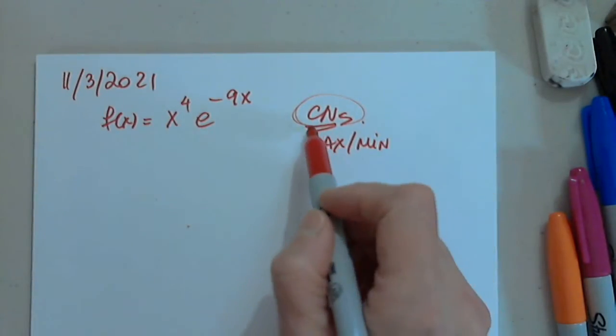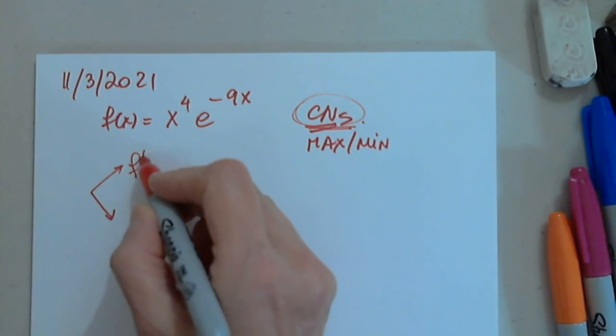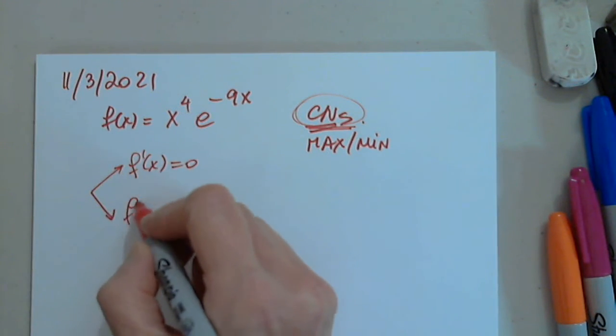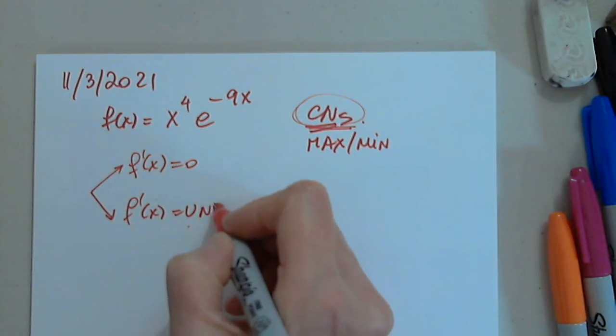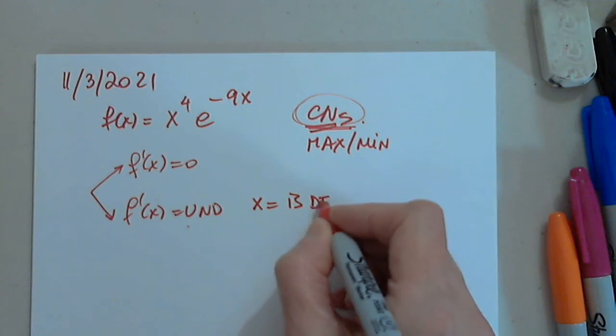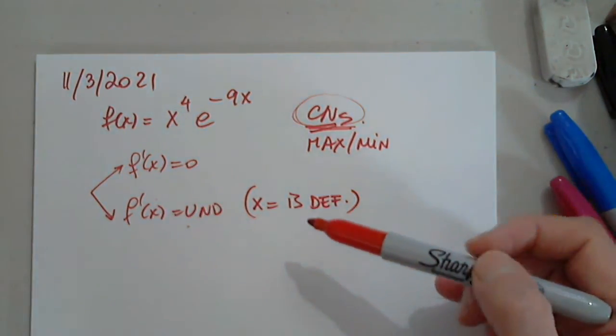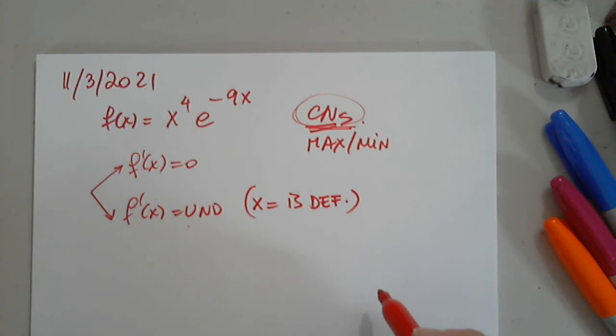Good. So we know that critical numbers come from two possible sources, right? Either from f prime being 0 or from f prime being undefined, but at a point where the function is defined. If both the function and the derivative are not defined, that cannot be a critical number.